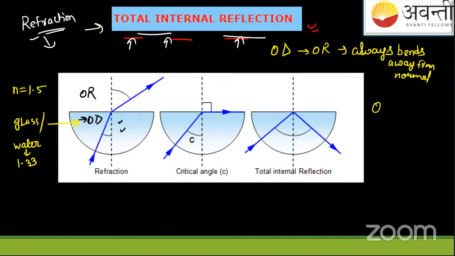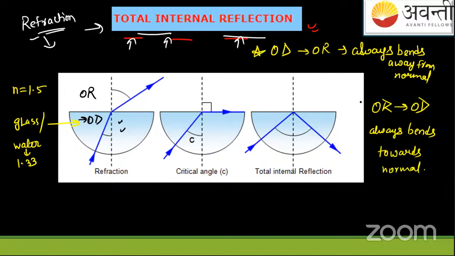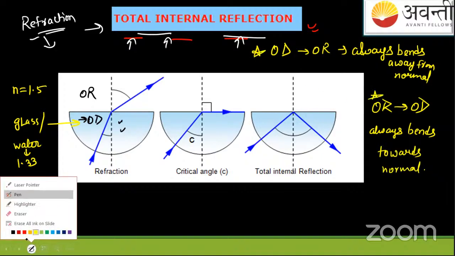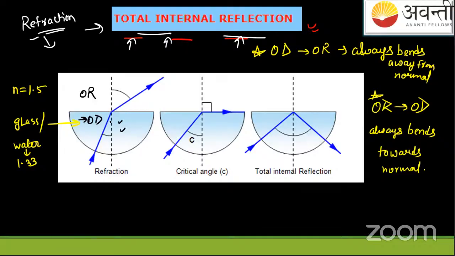And when the ray goes from optically rarer medium to optically denser medium, it always bends towards the normal. Remember these two points. These are star points. Now, if you focus here, this ray is going from optically denser to optically rarer, bending away from the normal. Now suppose I increase the ray angle in the optically denser medium, that is, if this theta I is increasing.